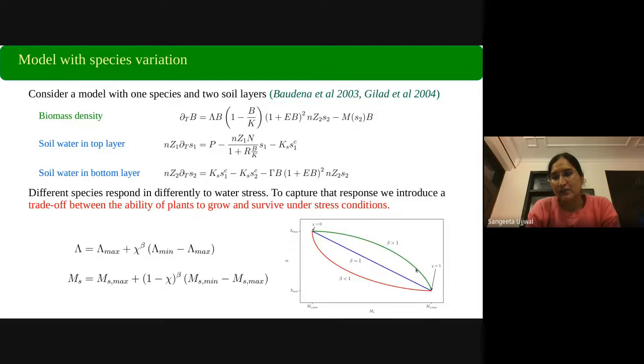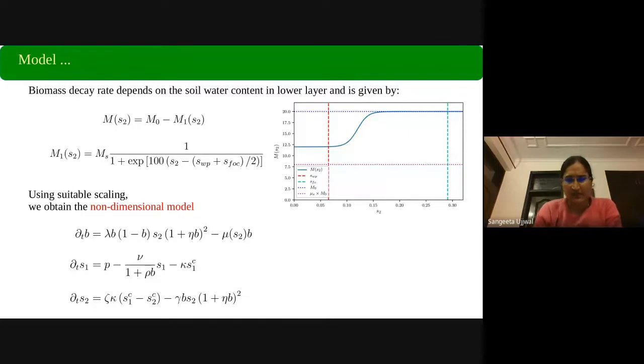The functional form of this trade-off can either be a linear trade-off, a concave trade-off, or a convex trade-off. And the shape of this trade-off is expressed in terms of this factor beta. If beta is equal to 1, then there is a linear trade-off. If beta is greater than 1, then there is a convex trade-off. And if beta is less than 1, then there is a concave trade-off. For simplicity, we have taken the linear trade-off between different species. If we do that, then we can write the non-dimensional model.